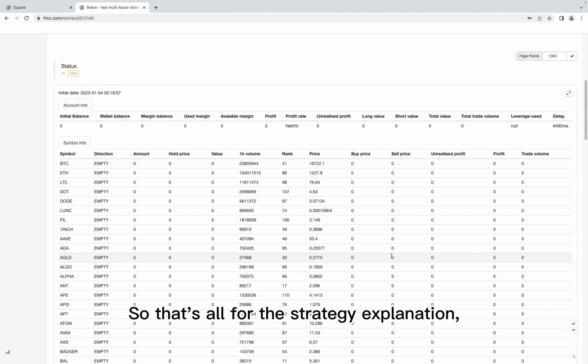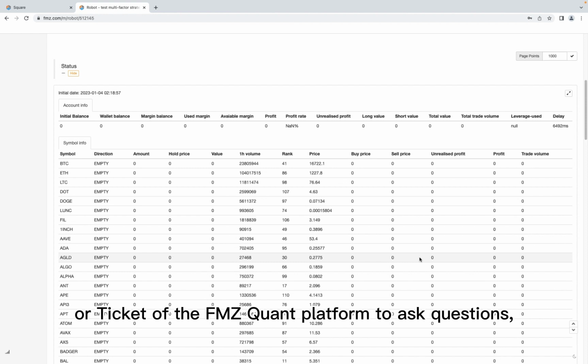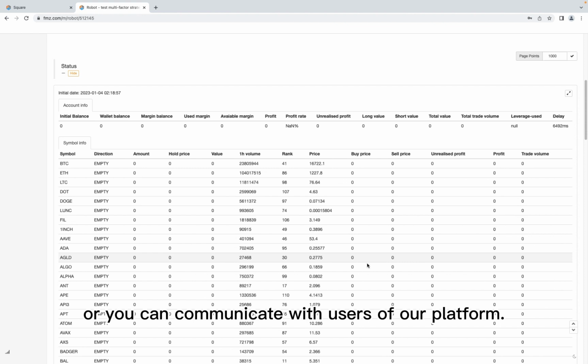So that's all for the strategy explanation. If you have any questions, you can go to the community digest or ticket of the FMZ Quant platform to ask questions, or you can communicate with users of our platform.